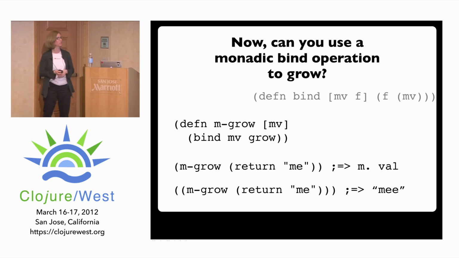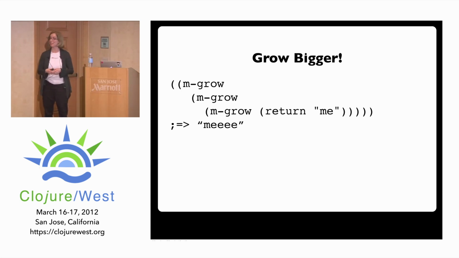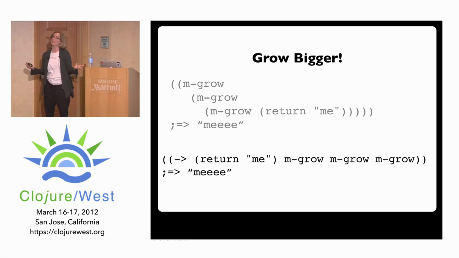Alice looked pretty pleased at this. And the door said, good. Well, now grow bigger. Let's chain these. So she chained it 3 times, and she ended up growing quite a bit. And there's another way we can write this. It's a little bit more aesthetically pleasing in Clojure, using a macro, the threading macro. So we can say return me and do 3 mgrows. And it's the same thing. We'd get back me.